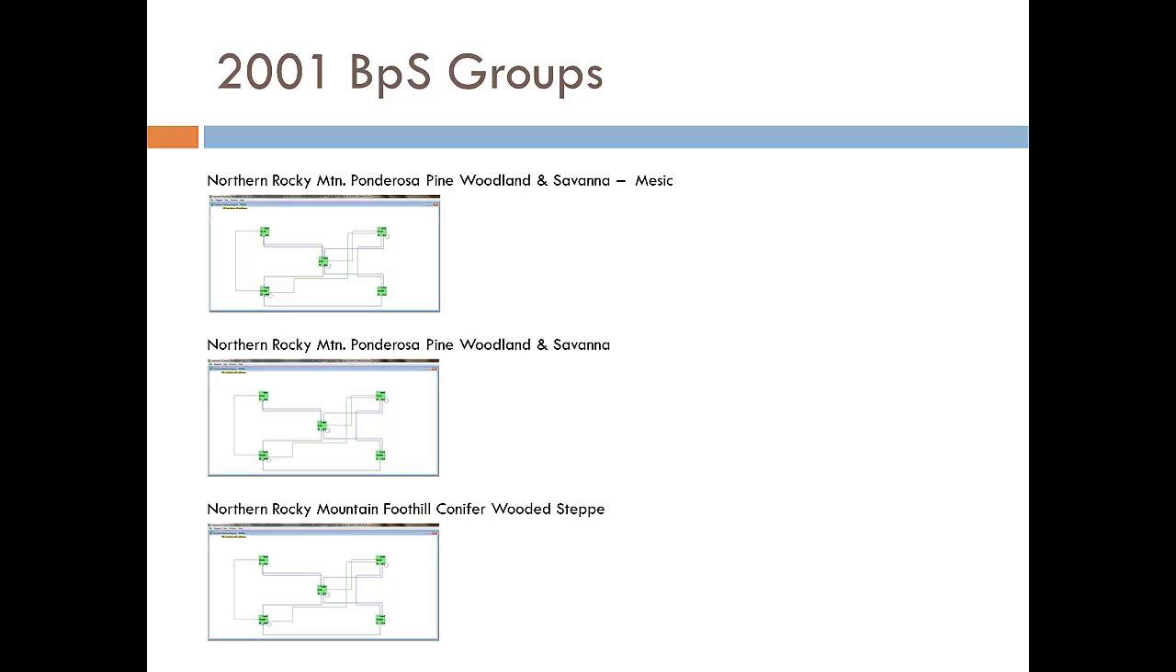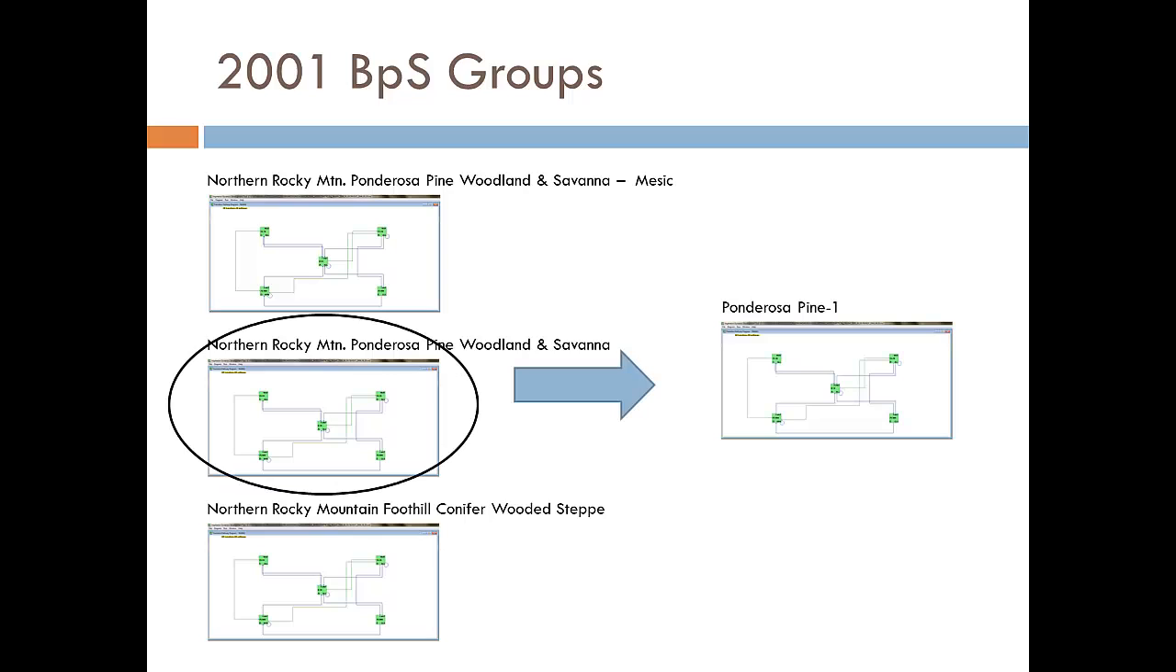This slide shows a visual representation of the grouping process. On the left are 3 ponderosa pine BpS that met the criteria for grouping. The one in the middle was chosen as the exemplar model. It was assigned a group name and number, and its associated S-class definitions and reference conditions were used for S-class mapping and vegetation condition class calculations.